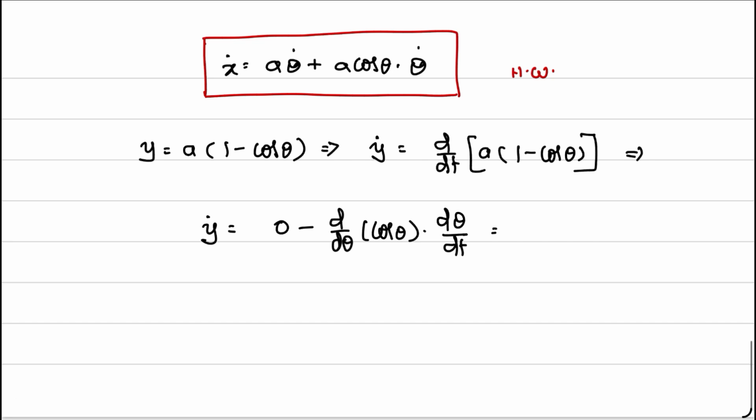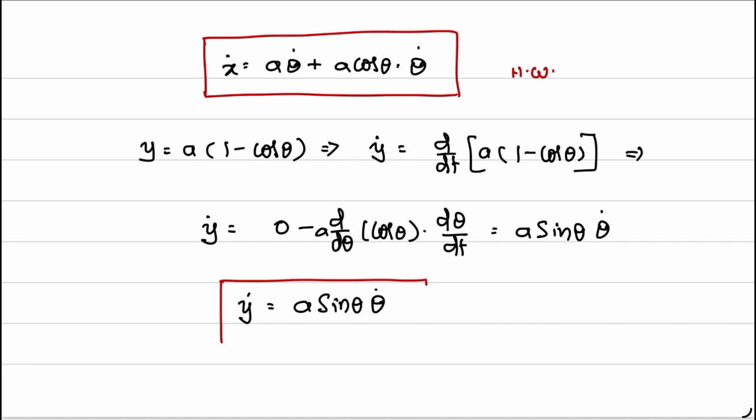The derivative of cos theta is minus sin theta. Minus into minus becomes a plus. That means it is a into sin theta theta dot. Y dot is equal to a into sin theta theta dot. If you are able to write these equations fast and with ease, it will be very convenient.